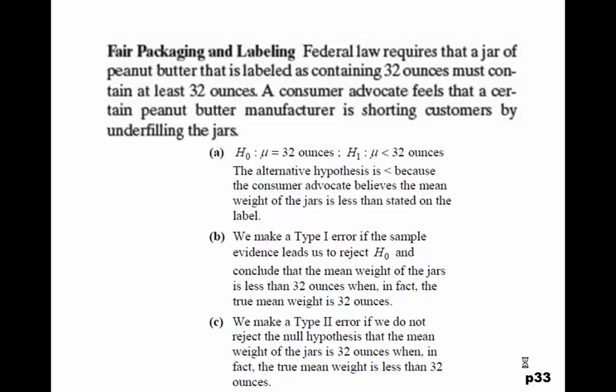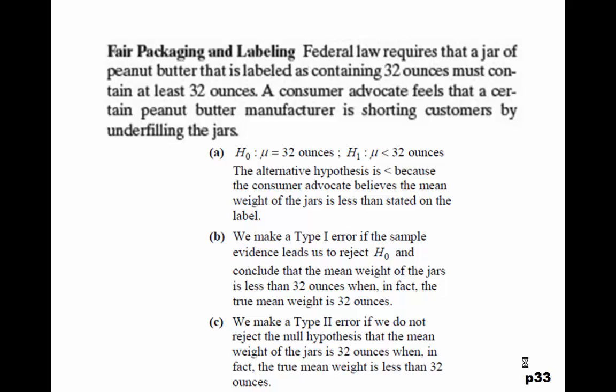So the null hypothesis here is that the mean is 32 ounces, and the alternative would be that the mean is less than 32. The alternative is less than because the consumer advocate believes the mean weight of the jars is less than stated on the label.